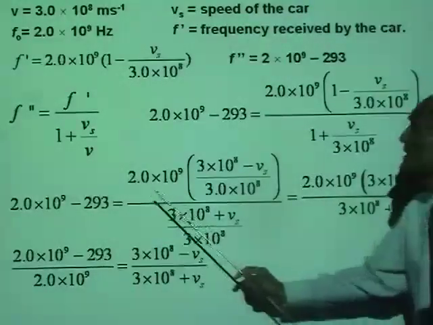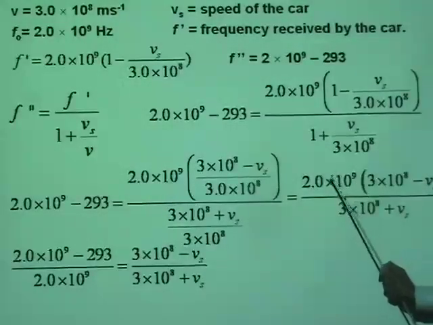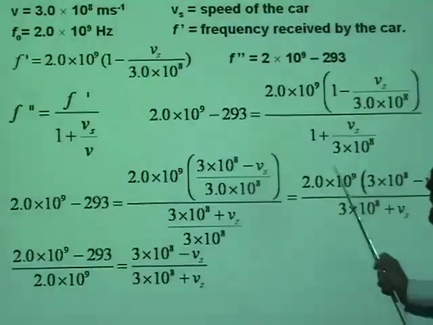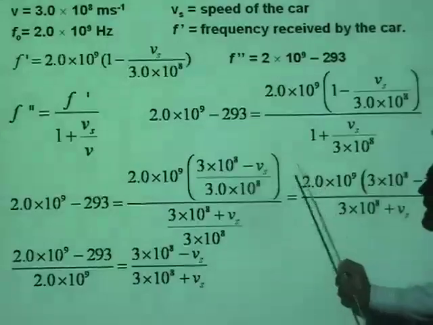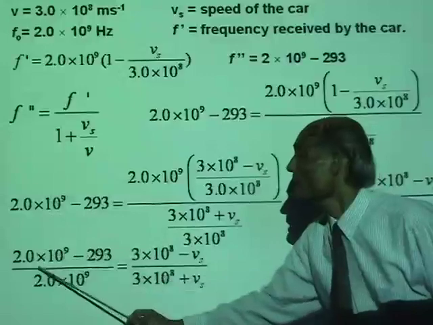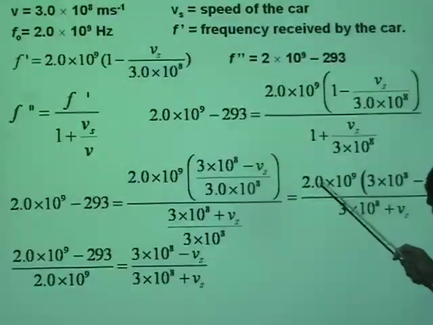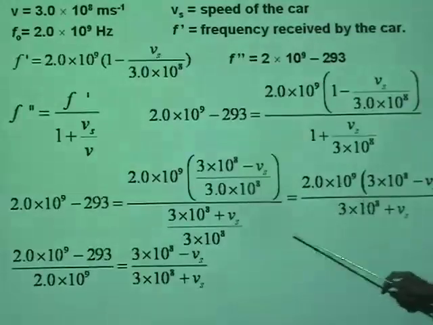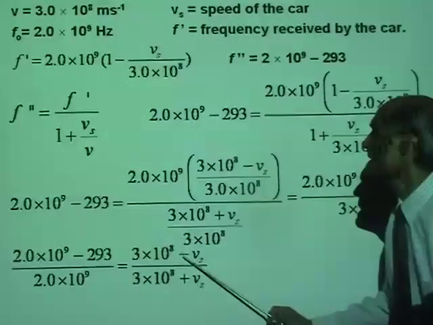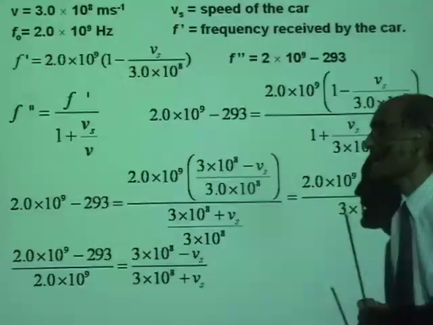Our left hand side is, you can see, I'm going to divide both sides by 2 times 10 to the 9. When I divide both sides, the left hand side becomes, this is the left hand side, divided by 2 times 10 to the 9. When you divide the right side by 2 times 10 to the 9, they will cancel. The right side now becomes 3 times 10 to the 8 minus Vs over 3 times 10 to the 8 plus Vs.